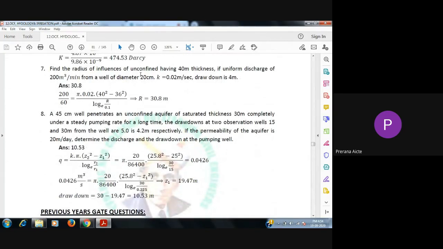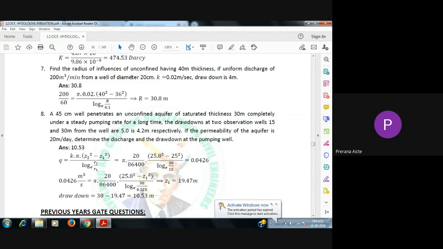Let's say, find the radius of influence. Actually, I already told you what the radius of influence is. The distance from the center of the well to the point where the drawdown is zero is called the radius of influence. Once again, zero drawdown means there is no drawdown at that point. That distance may be called the radius of influence.